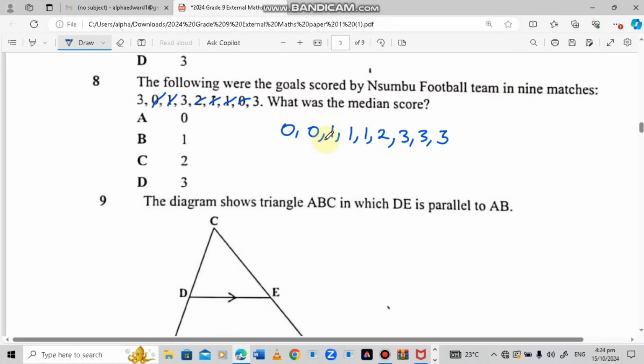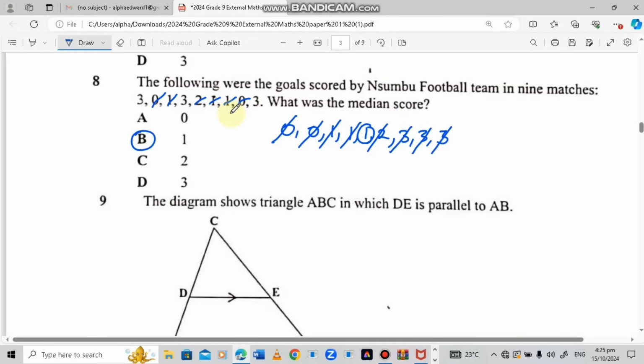Alright, now that the scores have been arranged from the smallest to biggest, you start cancelling. This one has been cancelled, and this one also. Cancel this one, and also this one. Cancel this one, also this one, and also this one. So on the right, we've cancelled 4 scores, and on the left, we've cancelled 4 scores. So the middle value is the median. Okay, so the answer is B. So this is how you find the median when you have an odd number of scores. You can see here that we had 9 as the number of scores.